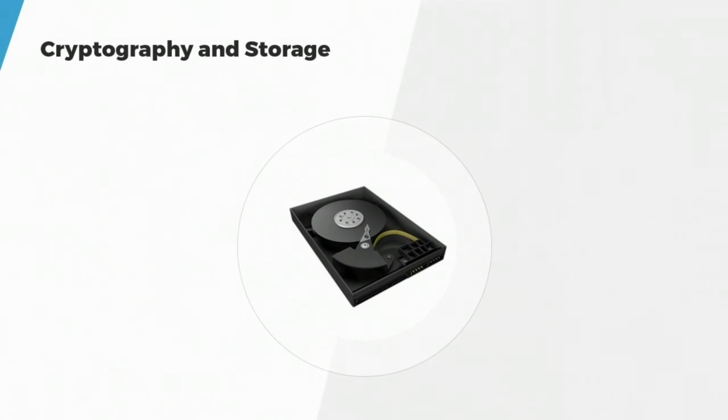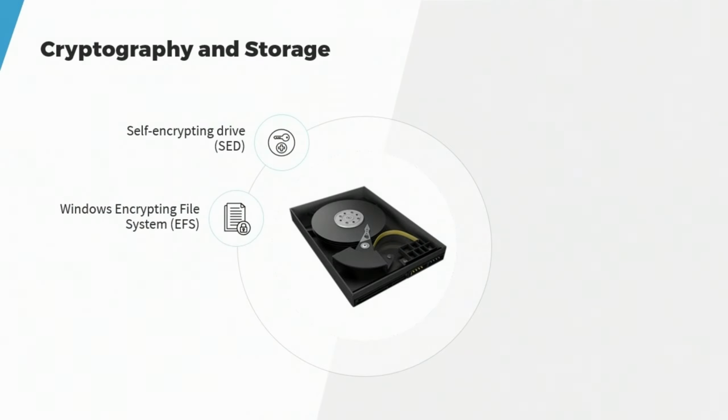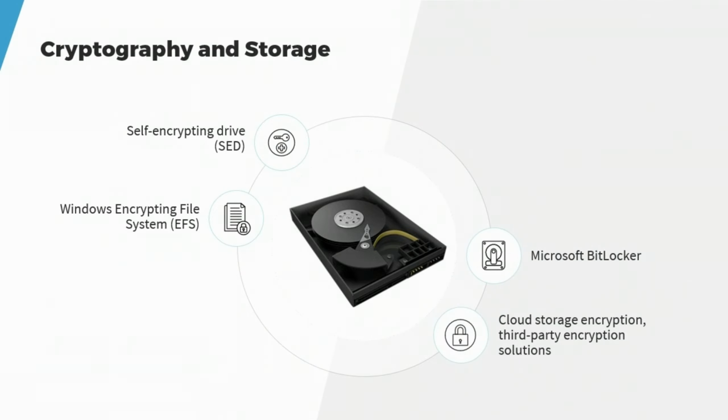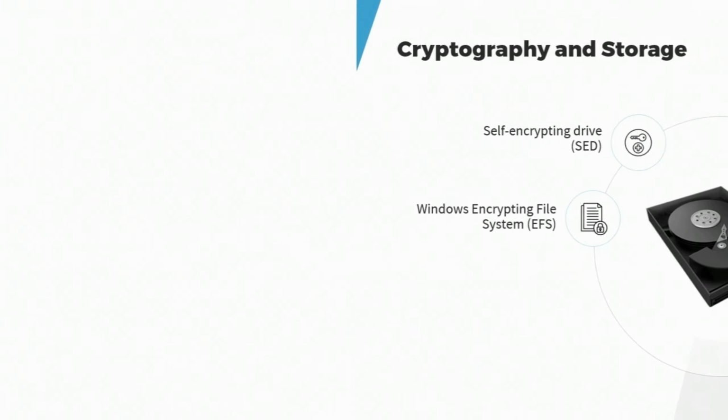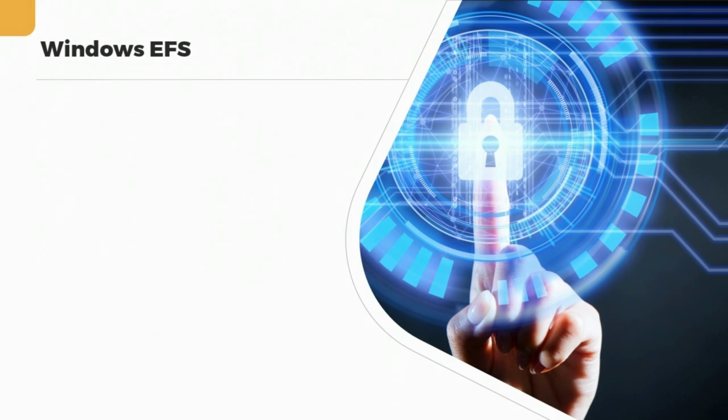Cryptography can be used to store and protect data at rest using a self-encrypting drive, SED, or by using Windows EFS, the encrypting file system, or Microsoft BitLocker, or even cloud or third-party solutions. So there are many choices available to encrypt data at rest. When Microsoft EFS is used, it requires the NTFS file system and the correct Windows edition. What that means is that if you're using, for instance, Windows 10 Home Edition, it does not support EFS or BitLocker. So certain editions don't support these features.